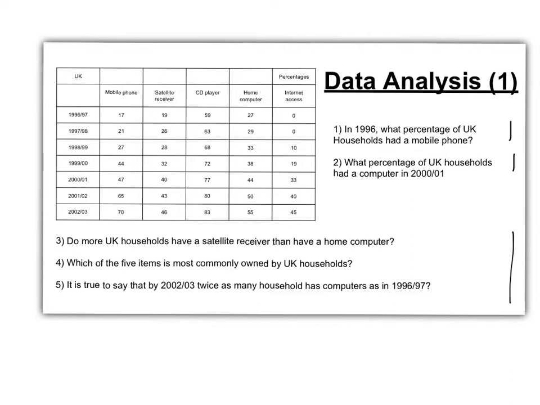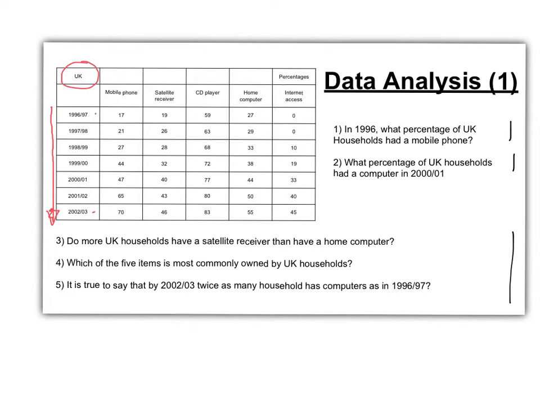Now, reading the questions gives me the context that I'm going to be looking at, and now I'm just going to look at the data and the sort of things that it's telling me. So firstly, I can see this is about the UK. Secondly, I've got dates here, so this is over time. This is a piece of longitudinal information. So I go from 96 all the way to 2003.